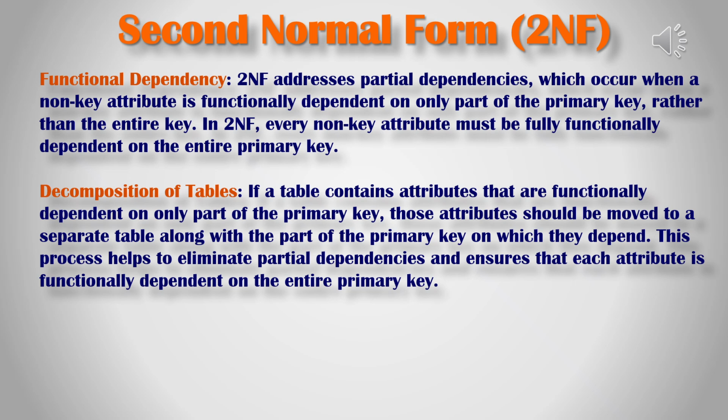Decomposition of tables. If a table contains attributes that are functionally dependent on only part of the primary key, those attributes should be moved to a separate table, along with the part of the primary key on which they depend. This process helps to eliminate partial dependencies and ensures that each attribute is functionally dependent on the entire primary key.